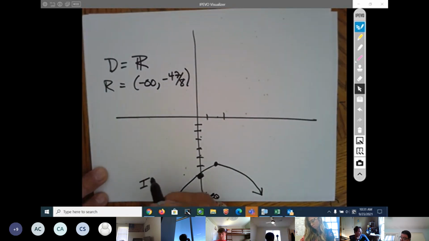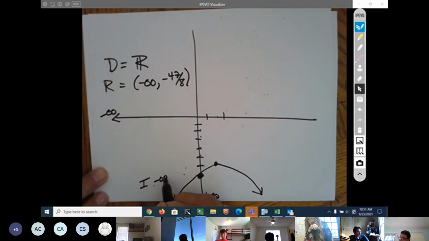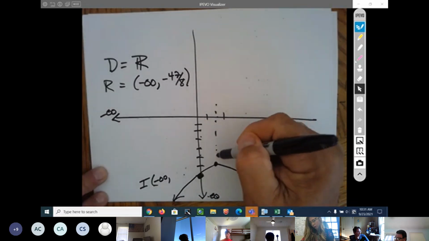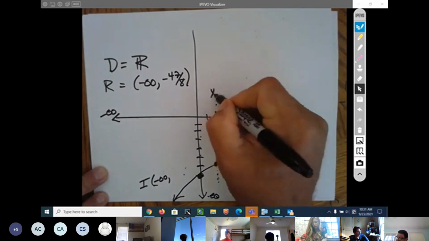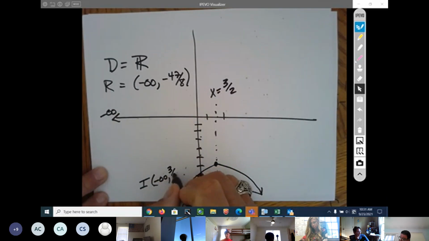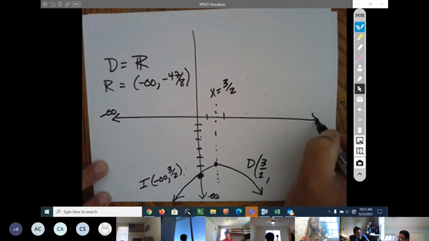Increasing from negative infinity to the line of symmetry, which is 1.5. X is equal to 3/2. And decreasing from 3/2 to infinity.